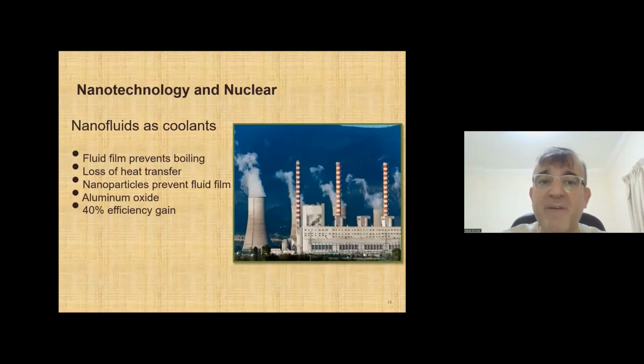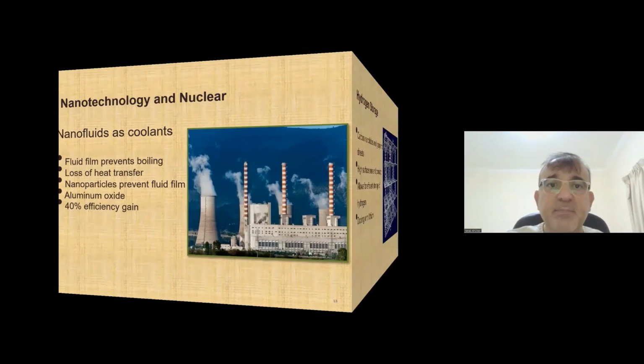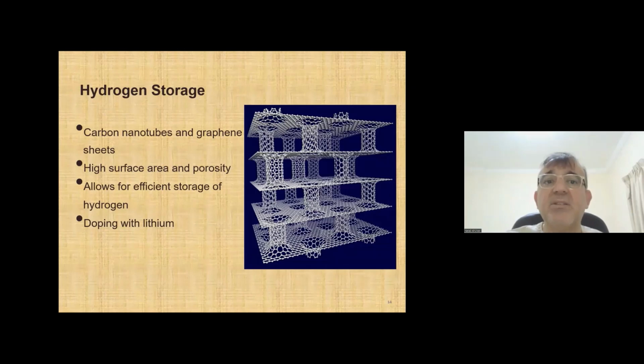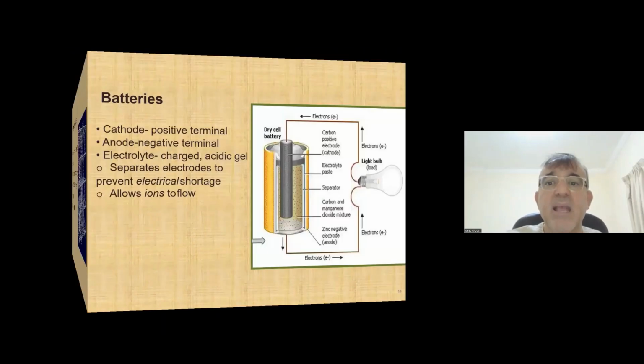Also, nanofluids could be used as coolants for nuclear. The fluid film prevents boiling and loss of heat transfer. Nanoparticles prevent the fluid film, aluminum oxide, and the efficiency is up to 40%. Another thing is hydrogen storage. Carbon nanotube and graphene sheet, with high surface area and porosity, allow for efficient storage of hydrogen and doping with lithium.